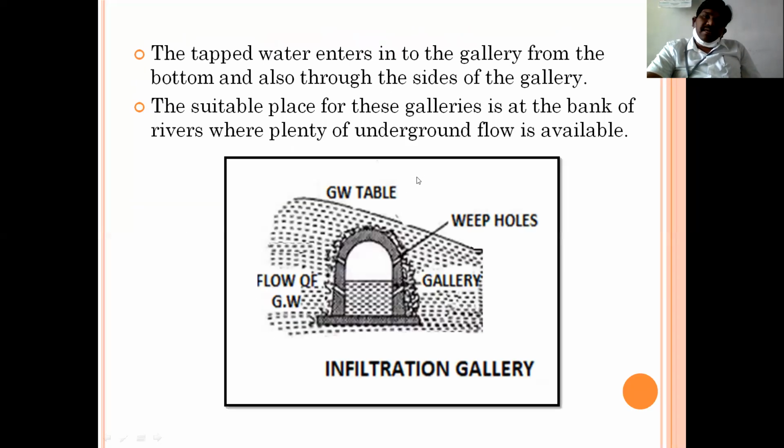When we have a look, see, this is the diagram of infiltration galleries where we are observing the groundwater table. This is the groundwater table and flow of groundwater. Deep holes, in the sense through these deep holes, water will enter into the gallery. See, this is the gallery, and mostly this type of structure we observe at the banks of the rivers, where plenty of underground water flow is available.